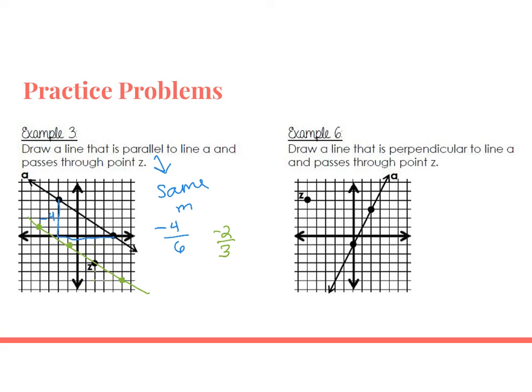In example 6, I know that my slopes have to be negative reciprocals or they have to be equal to negative 1 when multiplied. So I'm going to look at my slope for line A. I'm coming up 4 and over 2. So that's positive 2 over 1. So I know that my slope for line B is going to have to be negative 1/2 because it has to be a negative reciprocal. So I'm going to come down 1 over 2 consistently to draw my line.